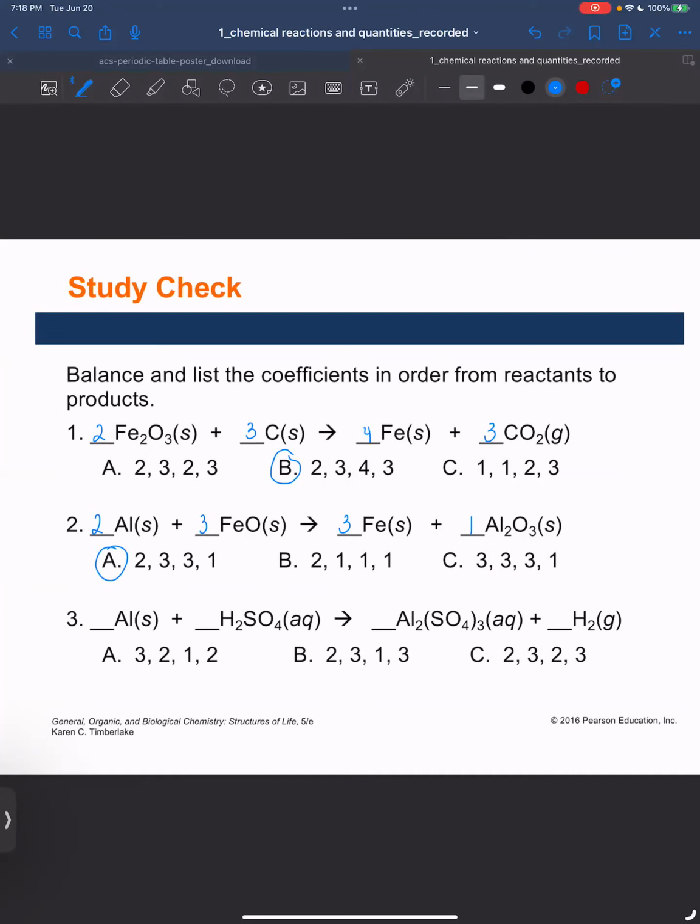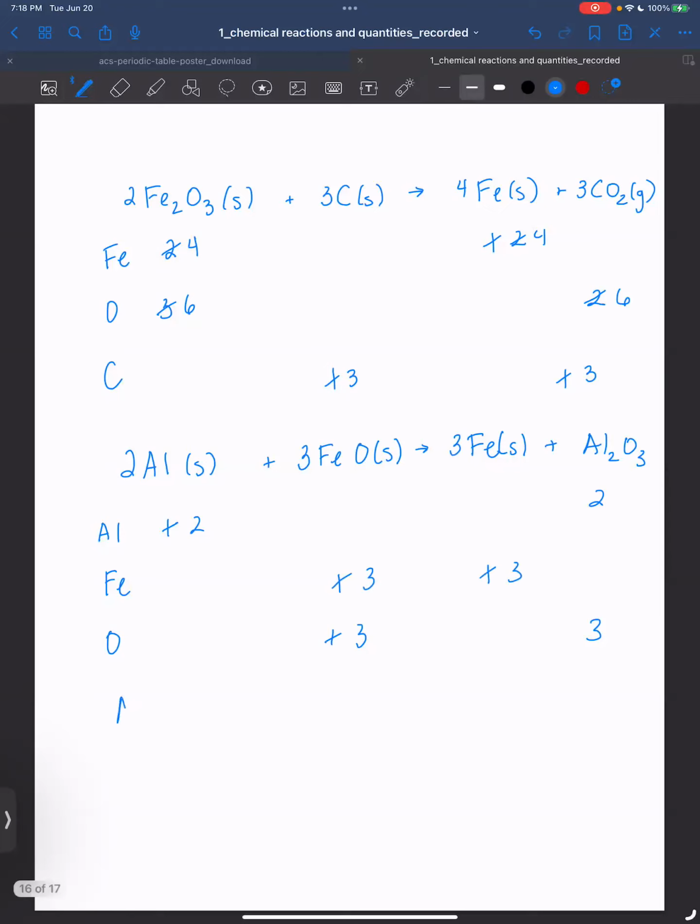Last example, we have aluminum plus sulfuric acid to give us aluminum sulfate. I'm running out of room. Plus hydrogen gas. This is aq. All right, so aluminum, hydrogen, sulfate, and I'm going to keep that polyatomic ion together just to save us time.